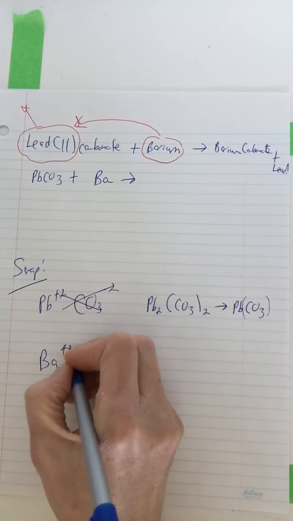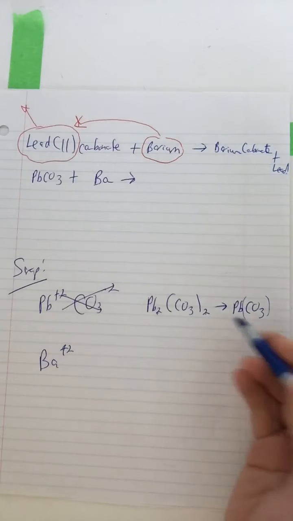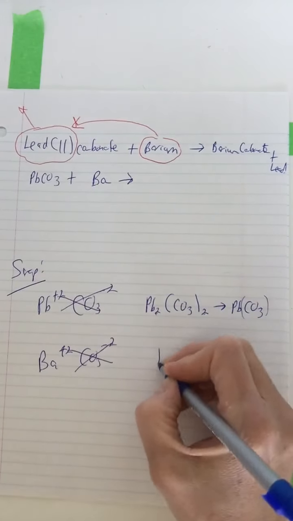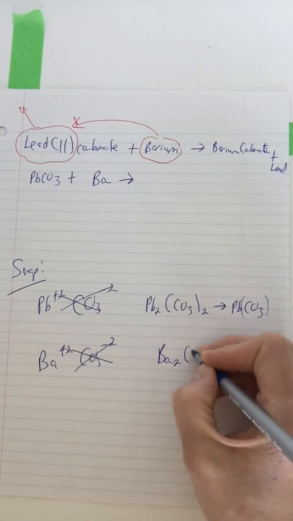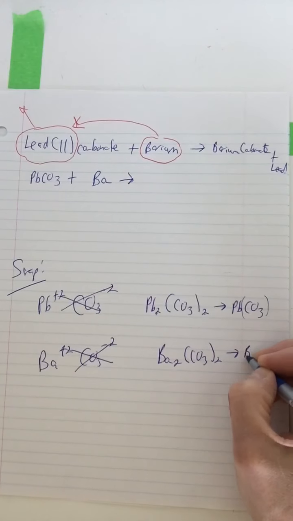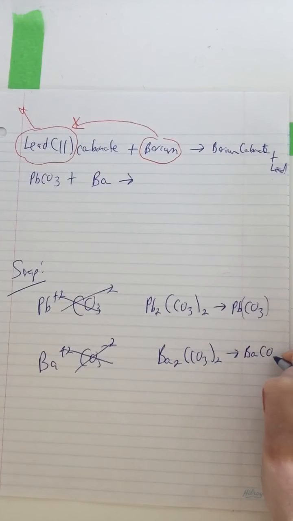We'll put him down here on the scrap work. Barium, we know the carbonate is a CO3 minus 2. What does barium carbonate look like? Ba2 CO3 bracket 2. And when we reduce that down, because there was 2 of each, we get BaCO3.